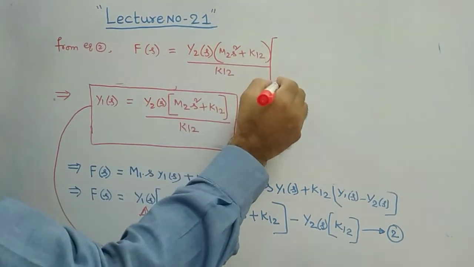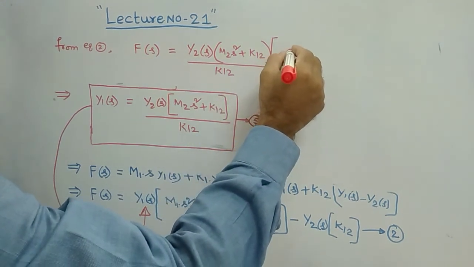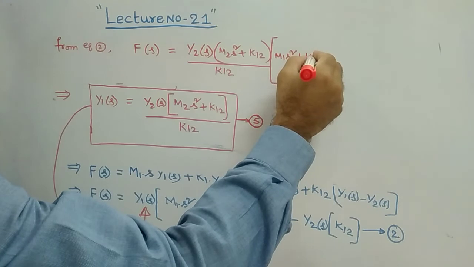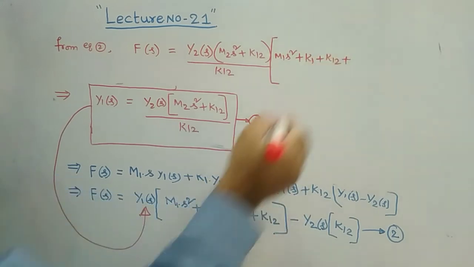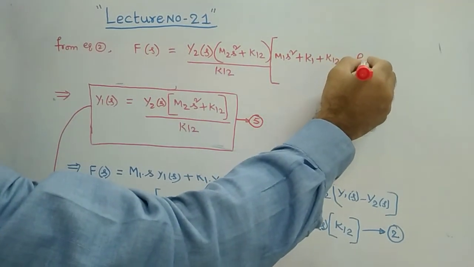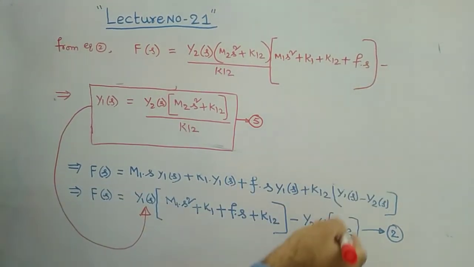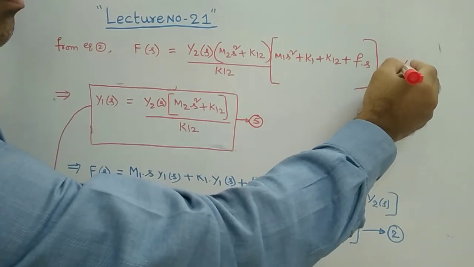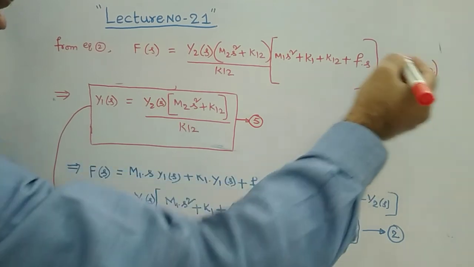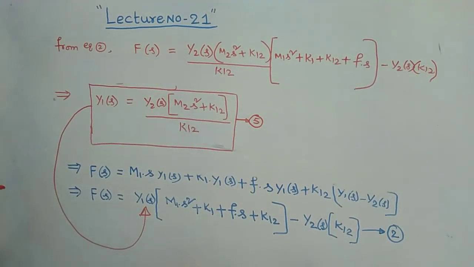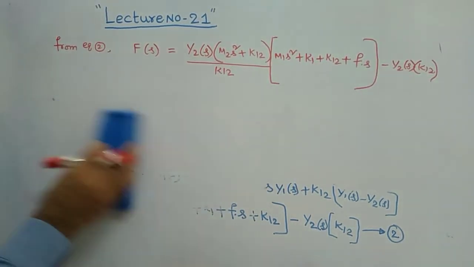So here the bracket will come, means this bracket. Again you write all these: m1 s square plus k1 plus k12 plus f into s. This is what? Minus y2 of s into k12. That's all. This is what your equation. I have already substituted that y1 of s into this equation.